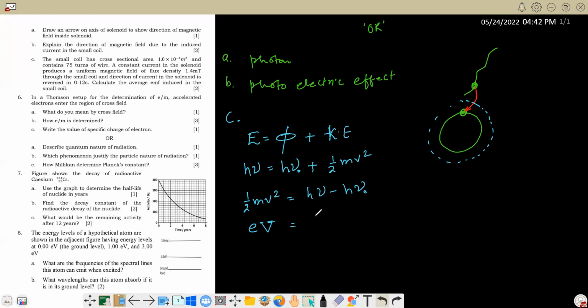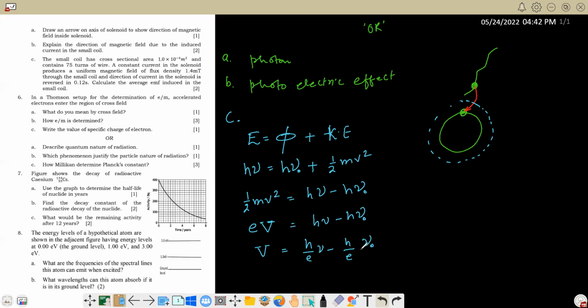That's why h nu minus h nu naught. So if we just look at this V, it is going to be equal to h by e nu minus h by e nu naught. Okay, this all is constant.